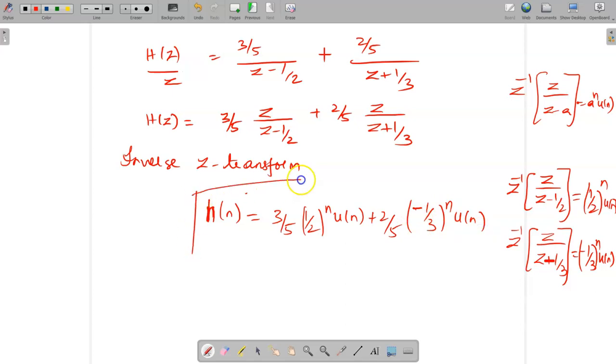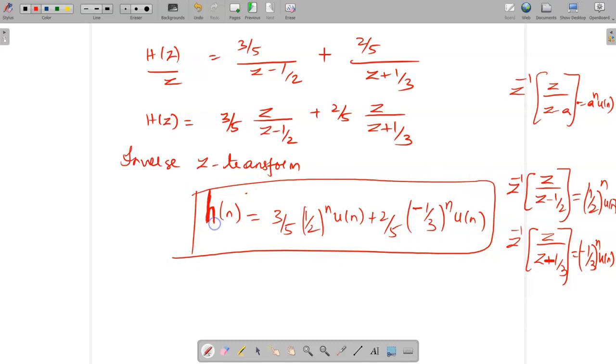Okay, so this is the final impulse response, that is your h of n is determined.